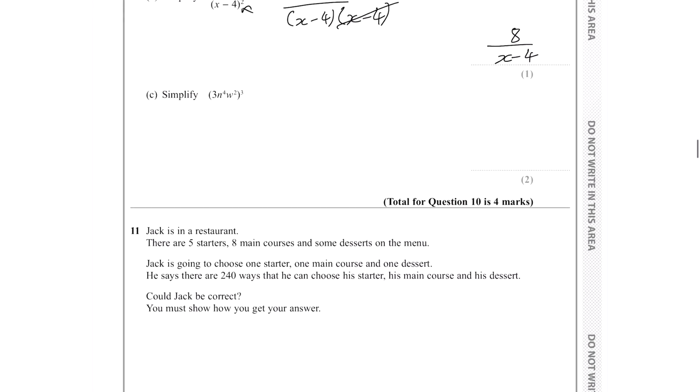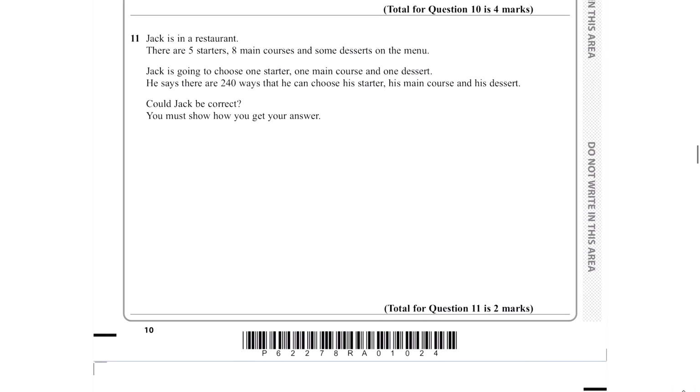Now with the next one, simplify. So we've got the cube outside, we're going to bring the power in, so that's going to become 3 cubed. N is going to be 4 times 3, which is 12. And w squared is going to be 2 times 3, which is 6. Now careful with this question, you do need to write that out as a value. So that's 3 times 3, which is 9. And 9 times 3, which is 27. And write the rest out as it is. So that is N12. Let me just write that a bit clearer. And W6.